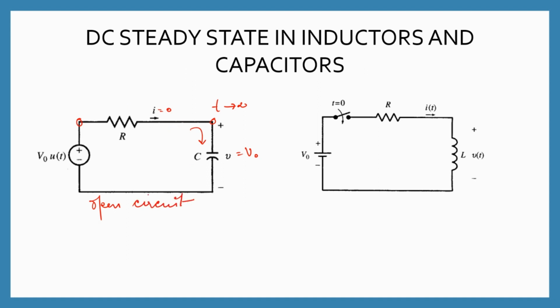On the other hand, if we look at the RL circuit, the voltage across the inductor tends to become 0 as t tends to infinity, because this current I of t is just the DC component, that is the forced response, which is V naught by R. Therefore, the inductor acts simply like a short circuit in the steady state. So, keeping in mind that the capacitor acts like an open circuit and the inductor acts like a short circuit as t tends to infinity, let us look into some numericals related to it.